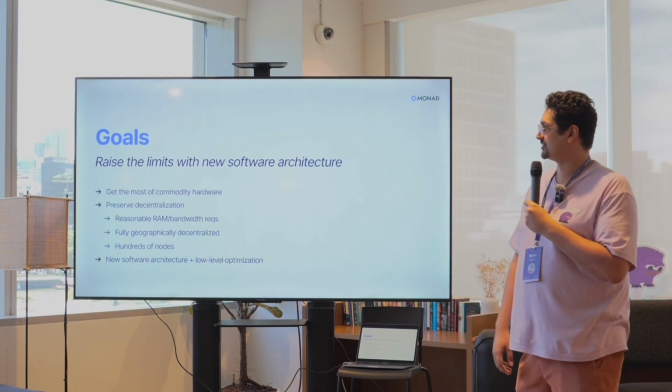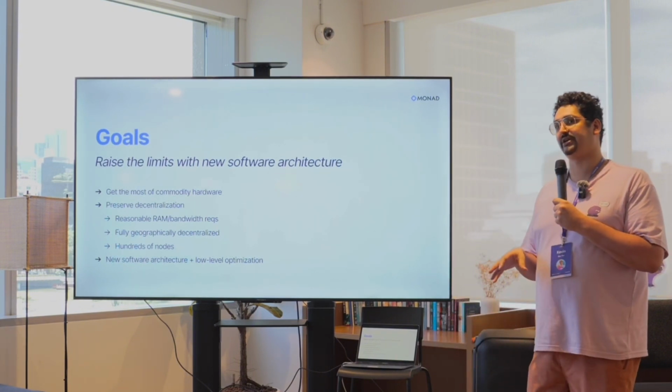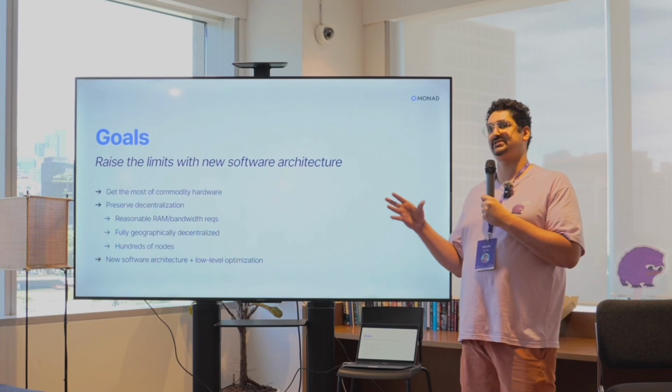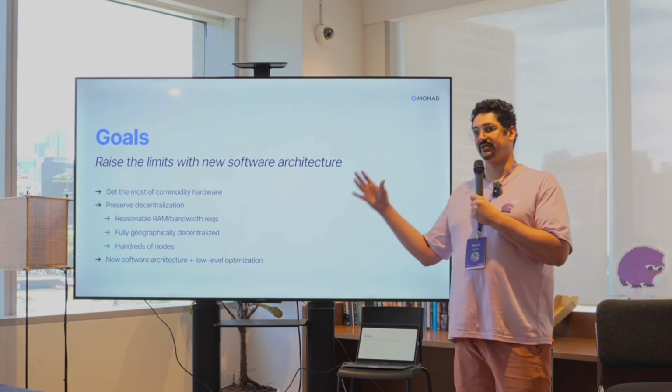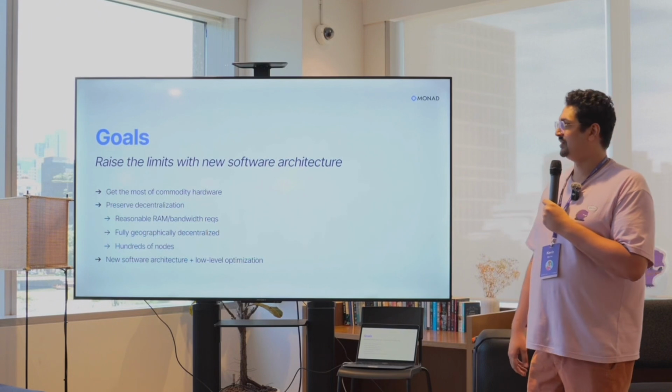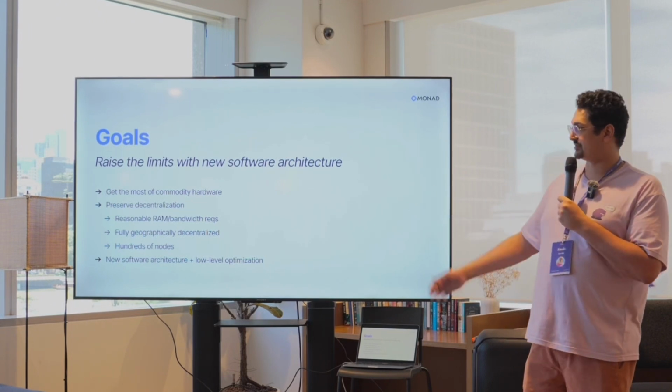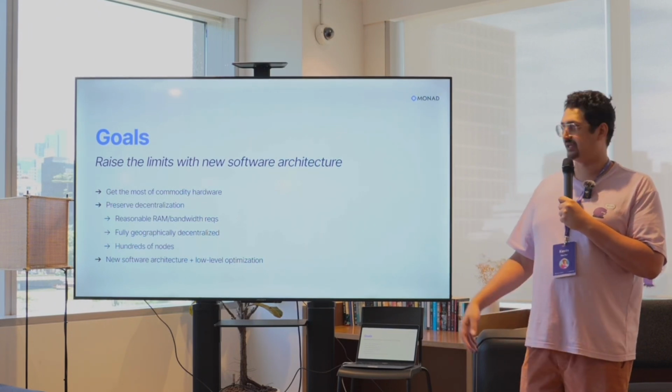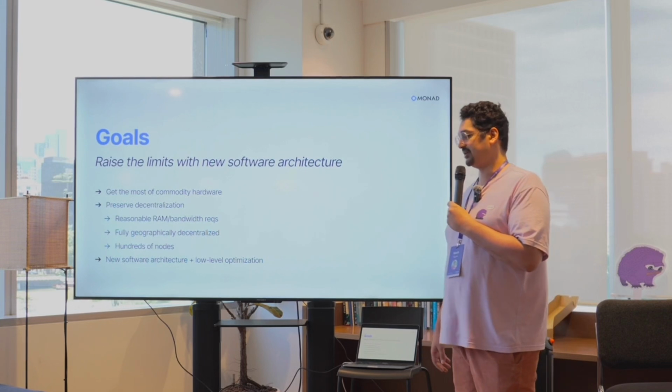So really, what are our goals? We really just want to get the most out of commodity hardware. We need to design software that saturates the hardware through all these subsequent bottlenecks while preserving decentralization. And that means reasonable RAM requirements, fully globally distributed, hundreds of nodes. And how do we do this?